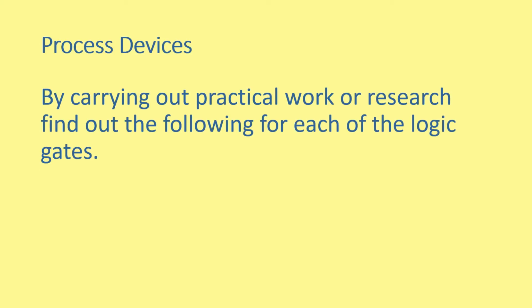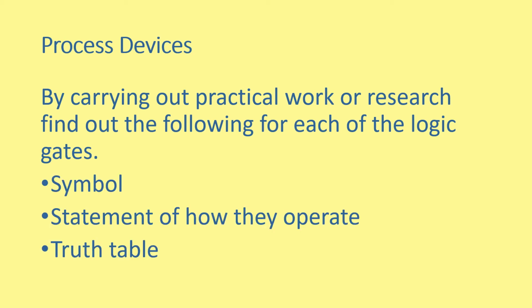By carrying out practical work or research, find out the following for each of the logic gates: the symbol, a statement of how they operate, and a truth table. We've just had a little talk through about how each of the gates work, but if you would like to use a logic gate that you can find, or maybe a simulator online, you can try and find this out. Let's look at them one by one.